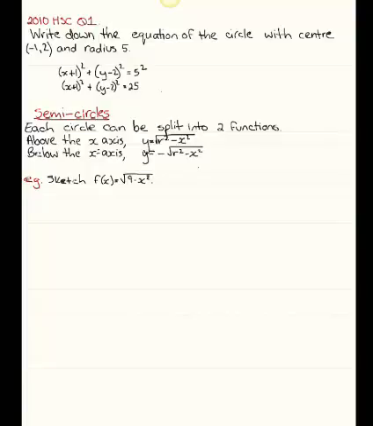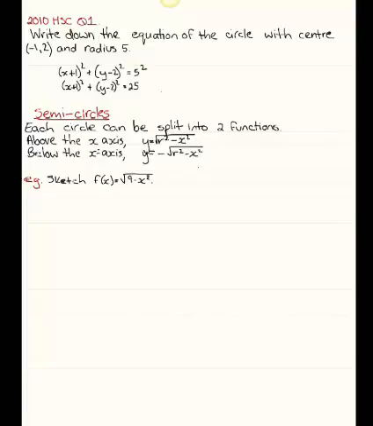Next, we look at semicircles. So each of those circles that we looked at so far, they're not functions, because if you draw the vertical line, it's going to cut the circle in 2 places. But the circle is made up of 2 separate functions. The part above the axis, which if you try to solve for y, you end up with y equal to the square root of r squared minus x squared. And then the part below the x-axis, which is minus the square root of r squared minus x squared.